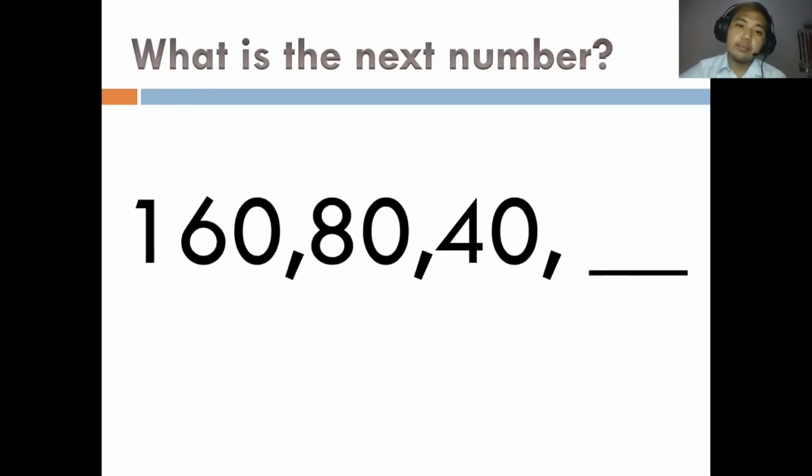If divide, you get the idea that it is halved. So 160 cut in half means divide. 160 divided by 2 is 80. 80 divided by 2 is 40. So therefore, what follows is 40 divided by 2, which is 20. So the answer is 20. The next number in the sequence is 20. Okay? Next.